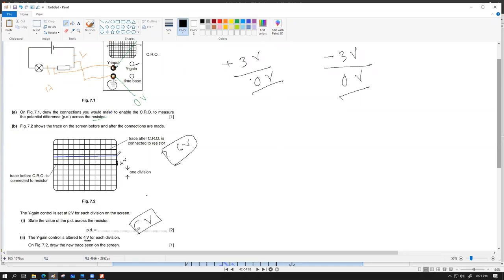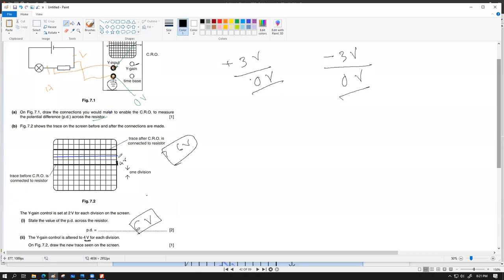Y gain means the scale of the y-axis. What does it mean in the mechanical system of the cathode ray oscilloscope? It means how much deviation the trace is going to move up and down for each individual voltage change of the input. How much deviation occurs for each individual change of voltage in the y-axis Y plates, right? Yes.